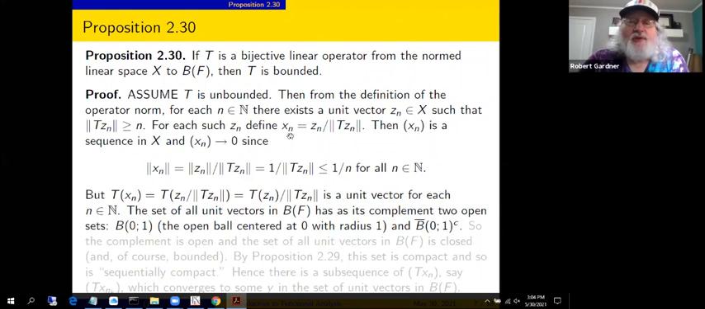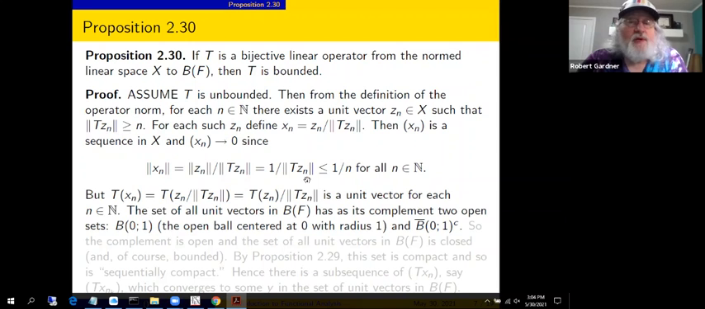This new collection of vectors, x sub n, is a sequence in normed linear space X, and that sequence converges to 0 for the following reason. x sub n, we've defined it as up here, so when we take the norm of it, we simply get the norm of z sub n divided by the norm of T of z sub n. But remember how you define vector norm. These z sub n's are unit vectors. So the norm of z sub n is 1, divided by the norm of T of z sub n.